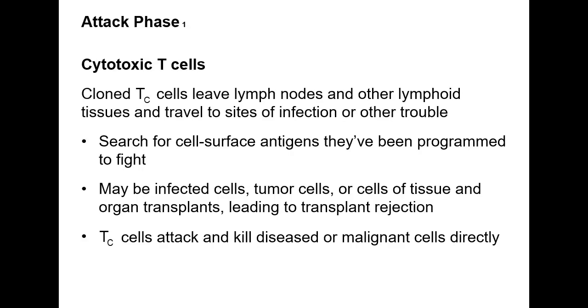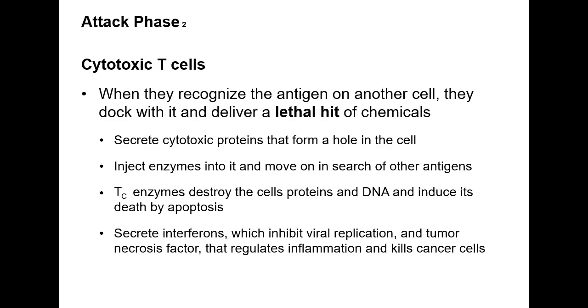So again, these cytotoxic T cells are really going to be there to help kill infected cells, diseased cells, cancerous cells, and also to break down, unfortunately, cells that we might receive through transplants. They're also going to cause transplant rejection as well. And so these cells are going to physically break those pathogens down by delivering a lethal hit of cytotoxic chemicals, which will help to cause apoptosis, or death, in that infected cell. They can also inject enzymes into these infected cells, which can further break down the membrane of the cells and help kill them.